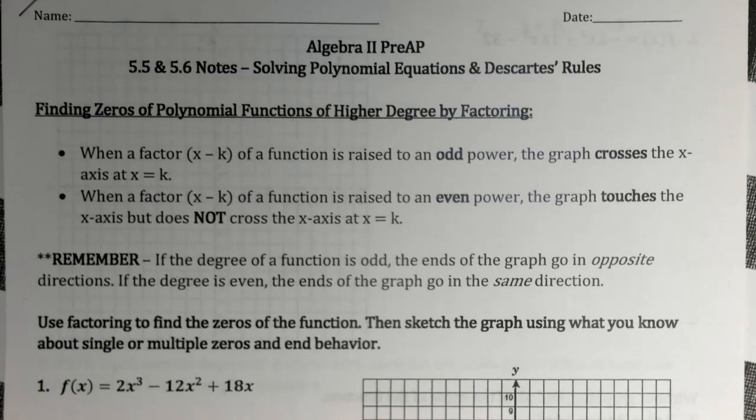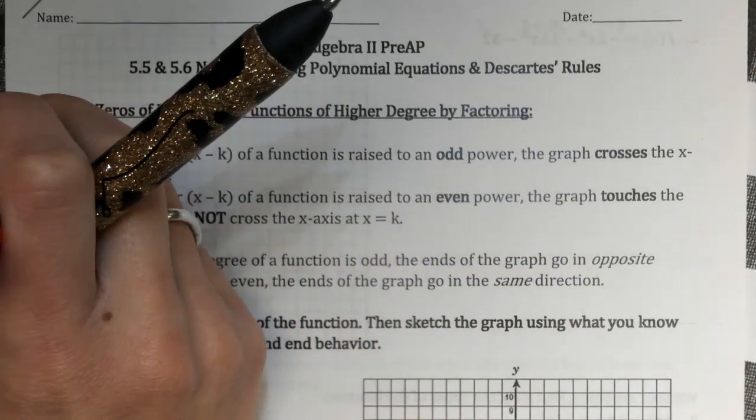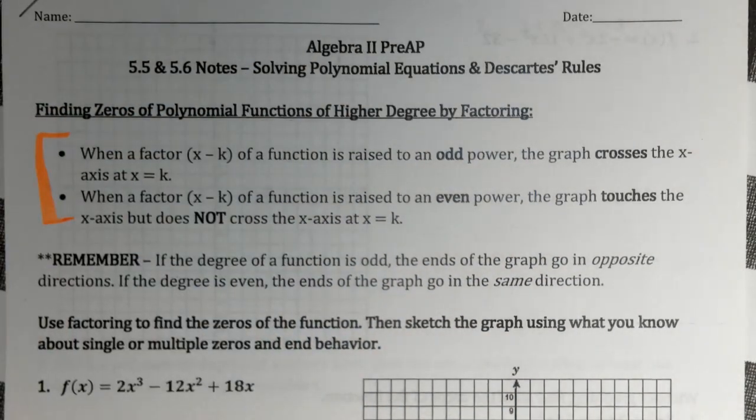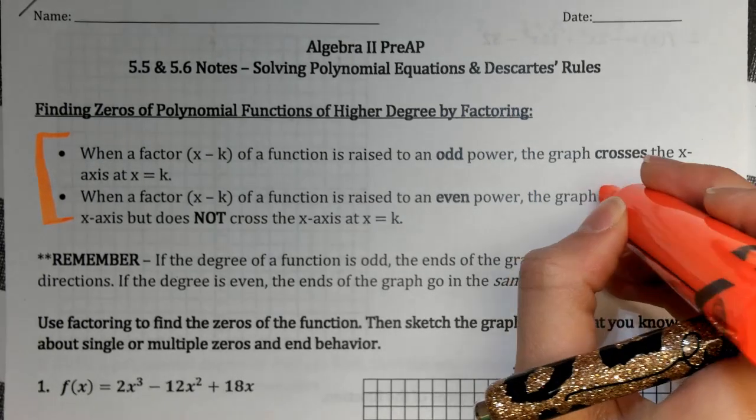So right here, these two little bullet points are telling you that when you have a factor raised to an odd power, so if you just have it listed one time, or if it's to the third power, then it's going to cross the x-axis. But if you have that factor raised to an even power, so x plus 7 squared, you would get x equals -7, and you would get a double solution right there. So when you have it raised to an even power, it's going to bounce off that x-axis.